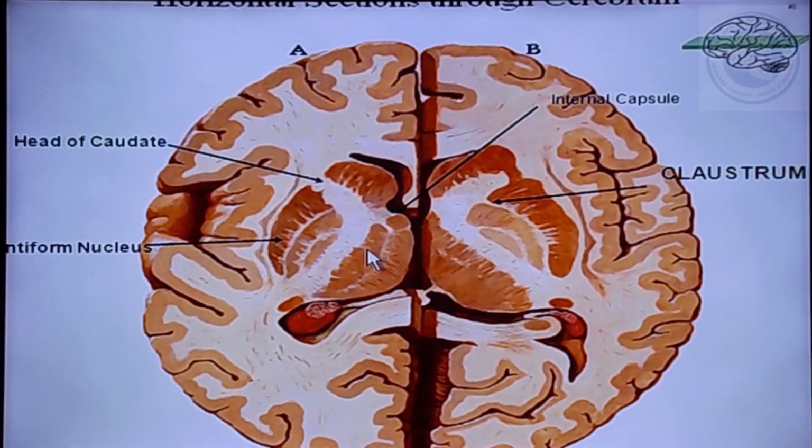Internal capsule is an example of nerve fibers in the cerebral hemisphere, and we will know more. What about the claustrum, which is a part of the basal ganglia? Claustrum lies lateral to the lentiform. So this part, this is the claustrum. So caudate is medial. Lateral to it we have the lentiform, and most laterally we will find the claustrum.